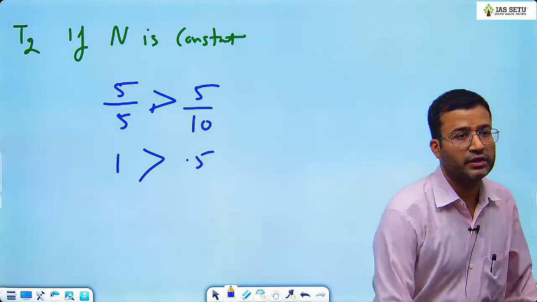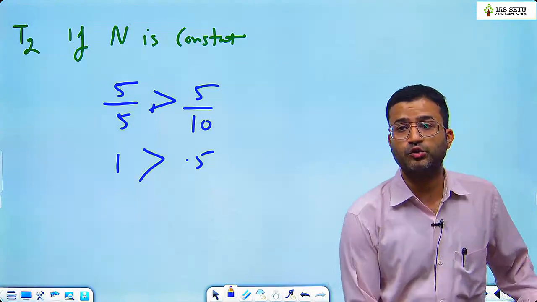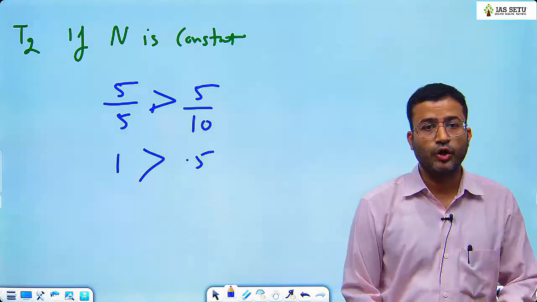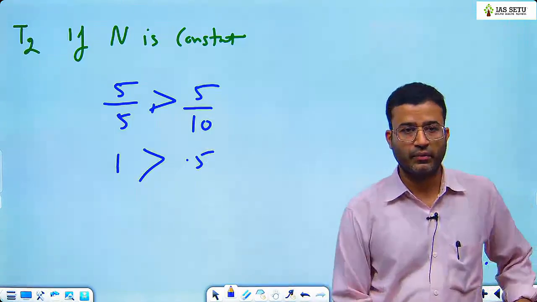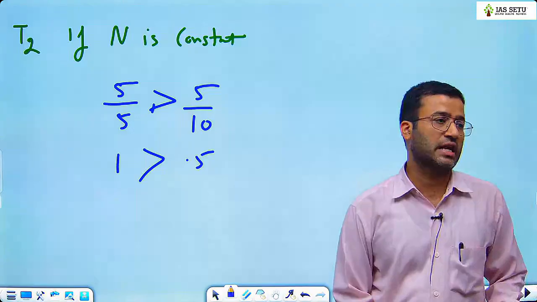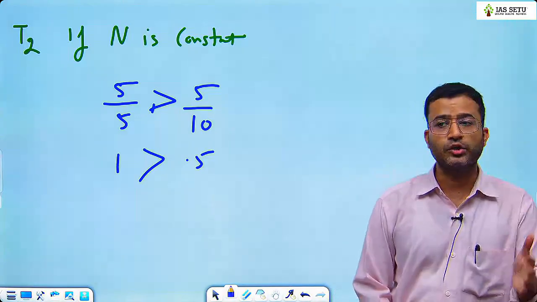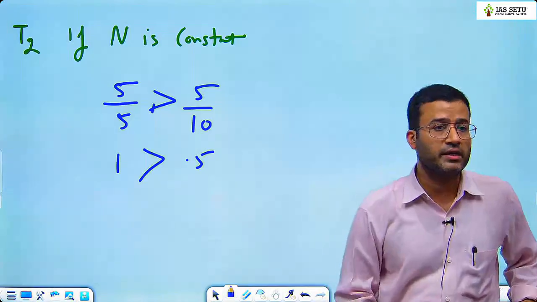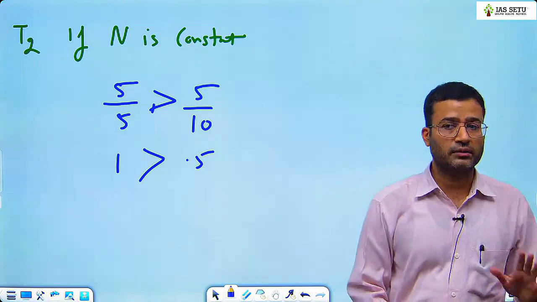I tell you one thing. Sometimes when students are in hurry or because of carelessness, your mind will read 10, and your mind gives a message 10 is larger. Or maybe in hurry, your mind will conclude 5 by 10 is larger. But you train your mind that it is denominator.